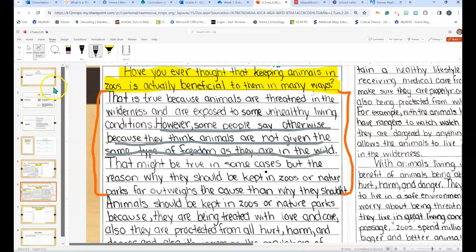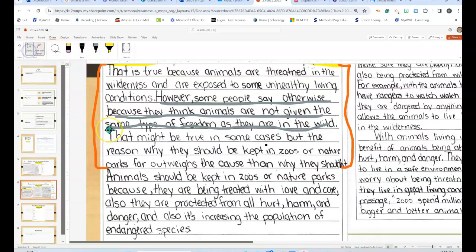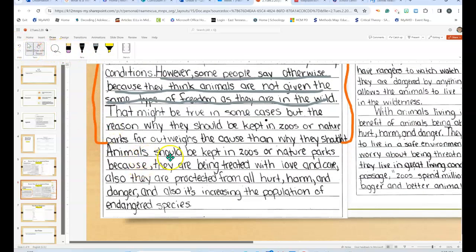Okay, so this whole thing right here is called the background, or bridge. It bridges the hook to the claim. So now we're going to move down and look at the claim. Animals should be kept in zoos or nature parks because they are being treated with love and care. Also, they are protected from all hurt, harm, and danger. And also, it's increasing the population of endangered species.